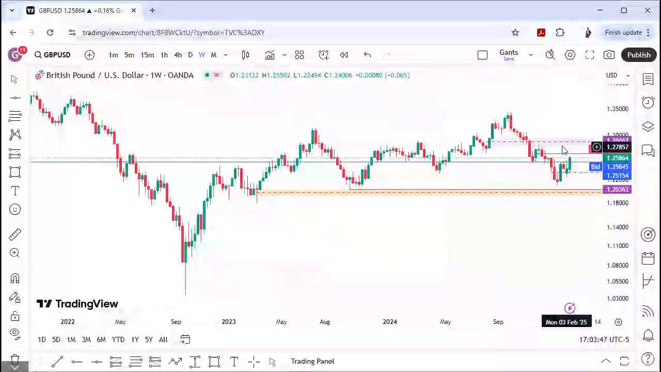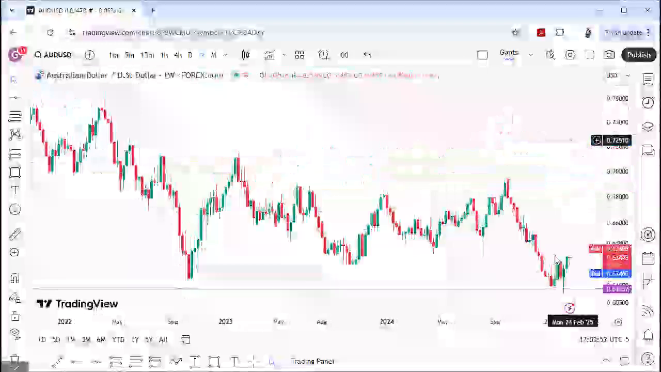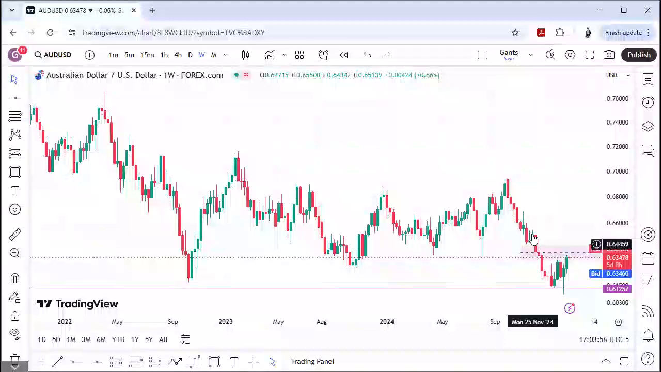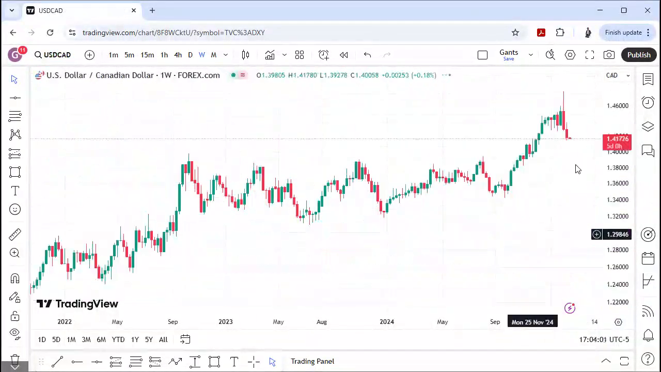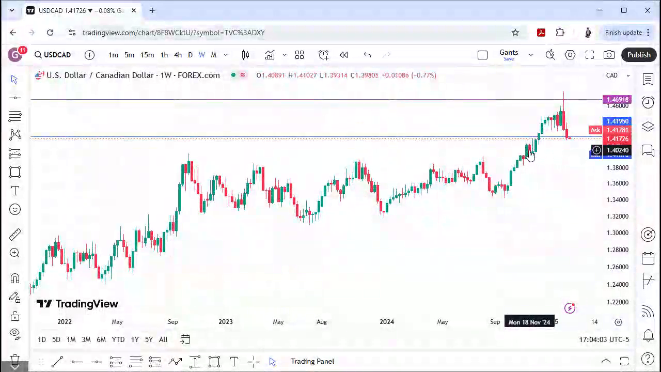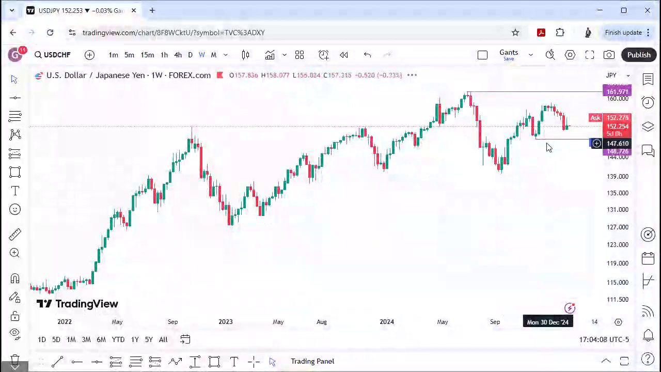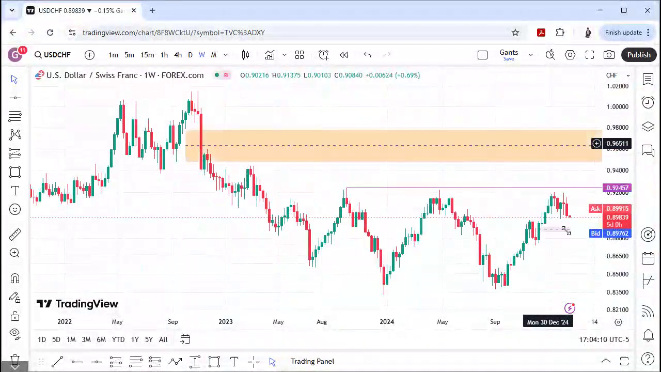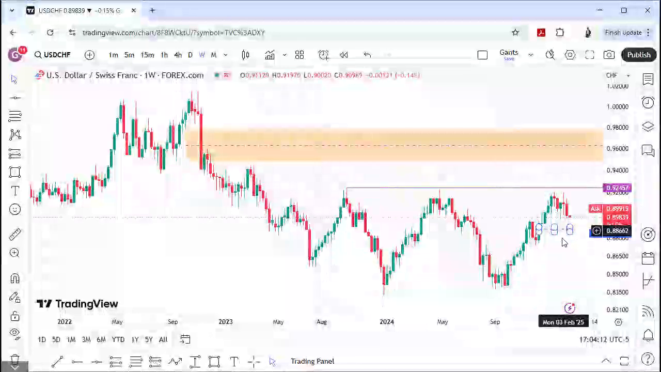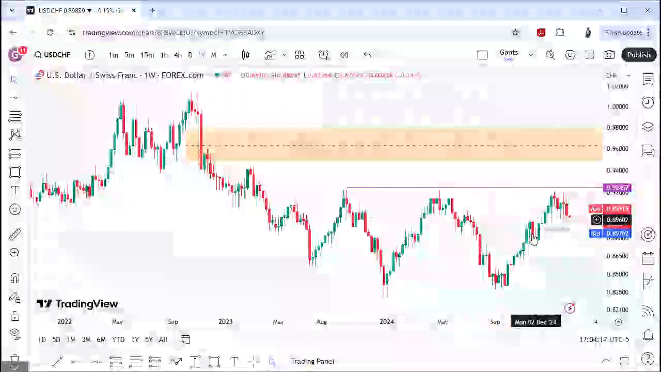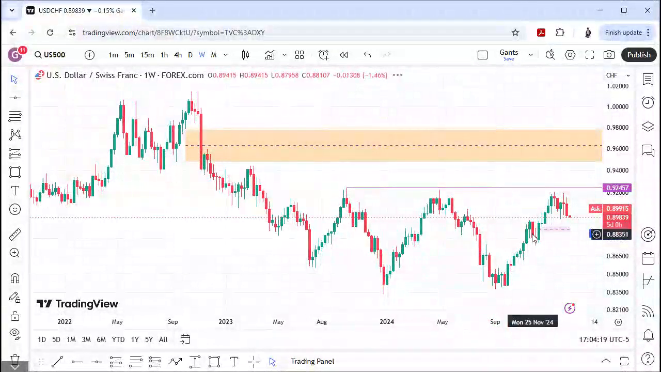We want to see pound, that's cable, trade to this level. We want to see Aussie trade up, filling this imbalance, find some resistance around this bearish order block. Same thing for Kiwi. Want to see Loonie trade to this bullish order block here, find some support. Want to see Yen take out this low. Want to see Swiss trade to this FVG here on daily time frame, I suppose, and then find some support on this bullish order block.